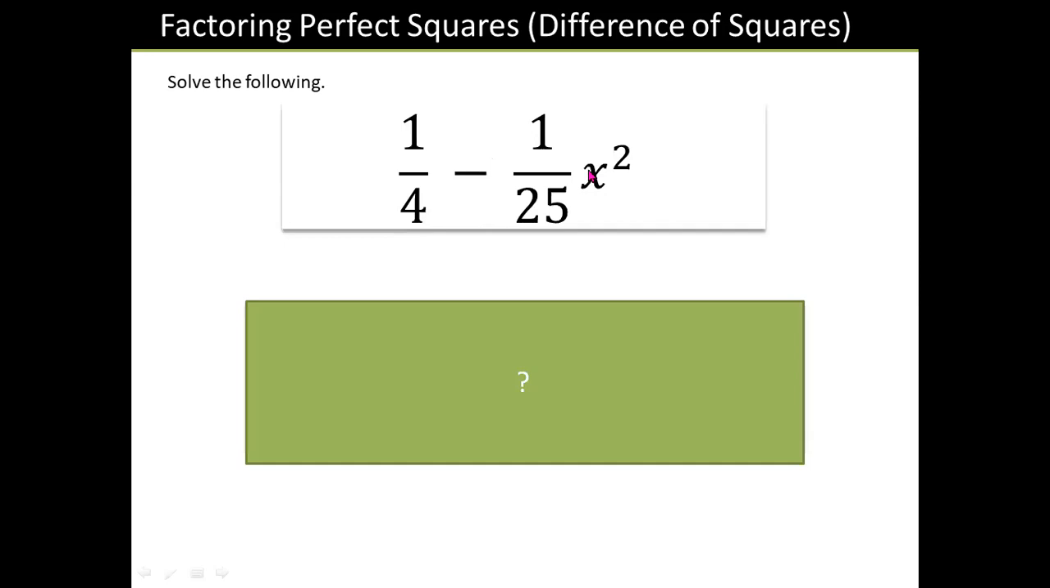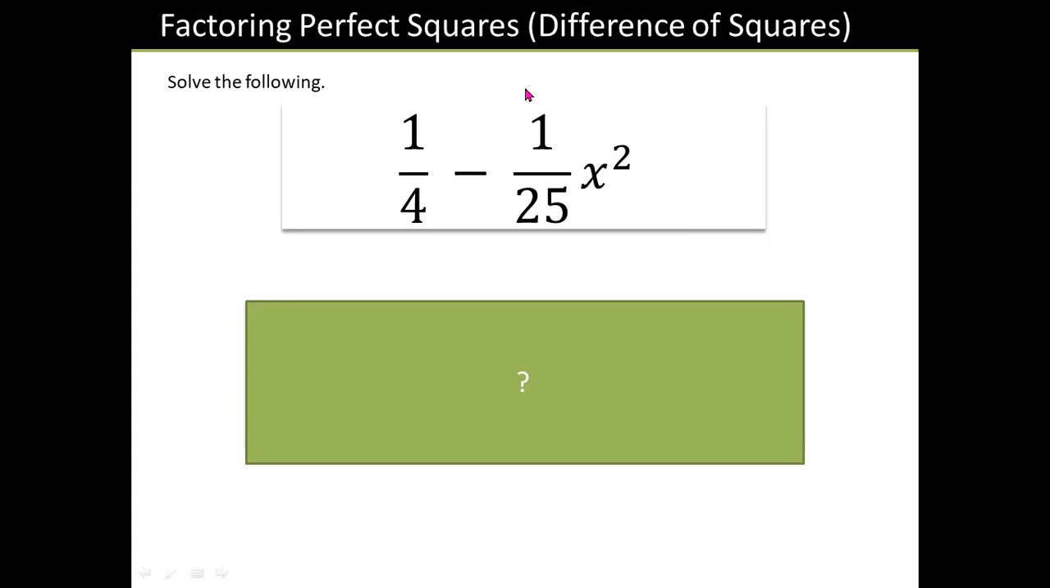Okay, so as you can see, 1/4 minus 1/25x squared. It is easy for you to do that because they are perfect squares. So 1/4 will be 1/2 times 1/2, you get 1/4. 1/25 is 1/5 times 1/5, you get 1/25. And of course, x squared is x times x.